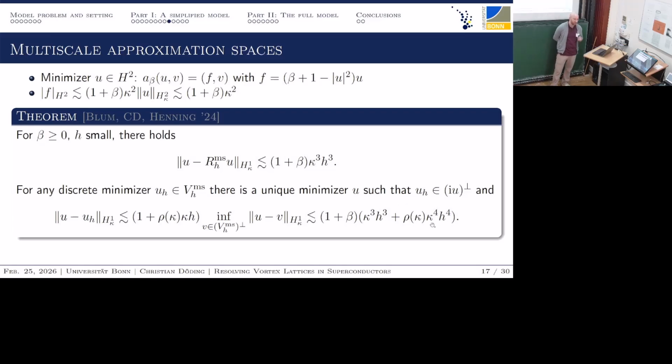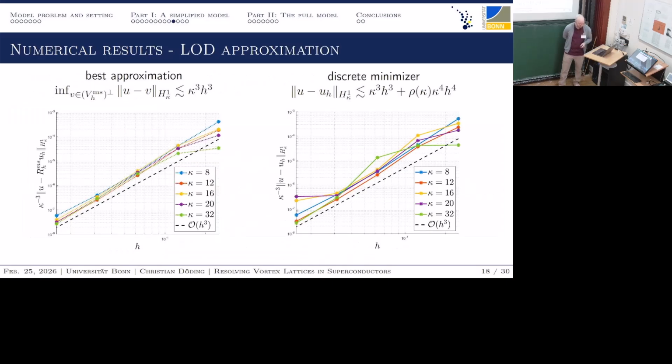But again, we have an additional factor that needs to be compensated. But now this one is actually weaker to be compensated because of these higher orders. So now H needs to be something like 1 over the fourth root of rho times 1 over kappa. So in that sense, we can relax this resolution condition. Again, we can do this numerically.